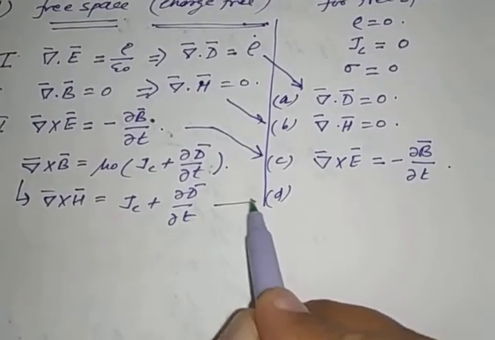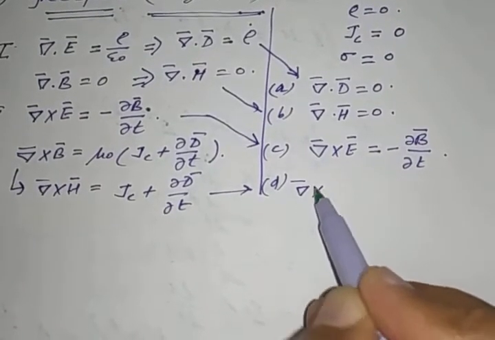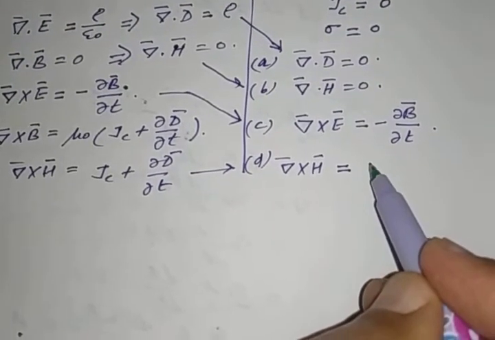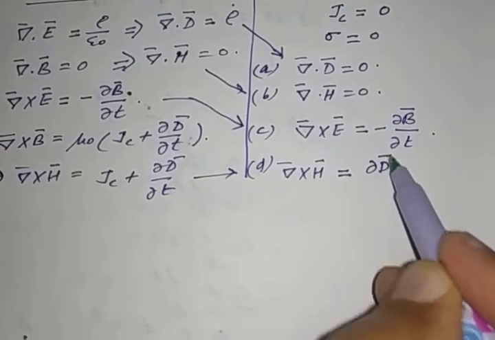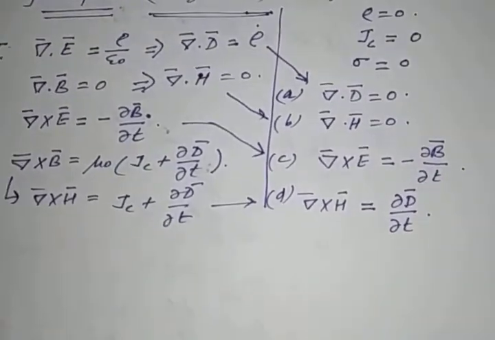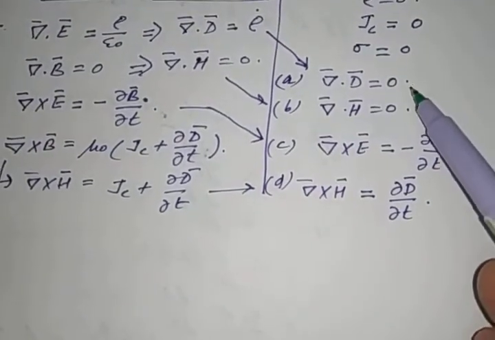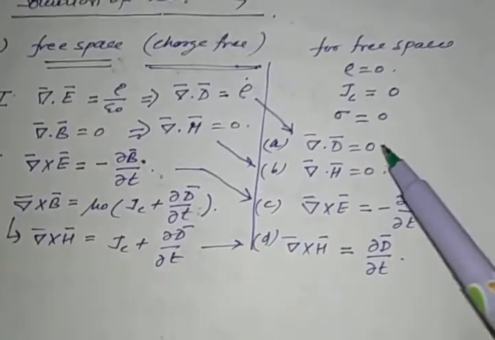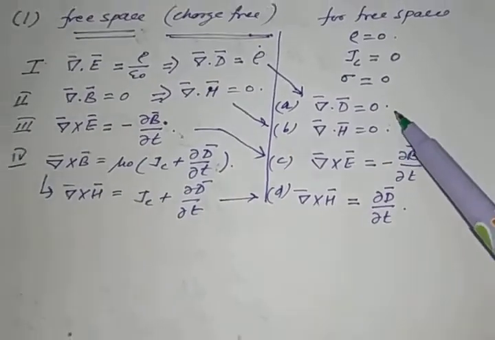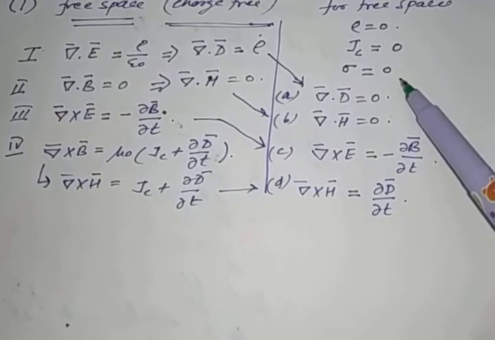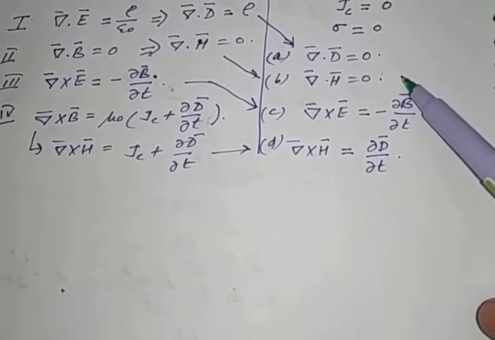But the fourth equation will be only this part. So if we see these 4 equations A, B, C and D, there is a clear picture about the environment, which says that the charge density is not available over here.